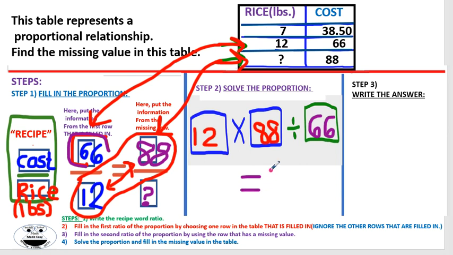And what that means is now I have to go back to the question, and I see it says find the missing value in this table. So I'm just going to write the answer. So this is equal to 66. And if I had to write a sentence, it would mean that 16 pounds of rice cost $88. Now, since it's a proportional relationship, I can check to make sure they will have the same unit rate, and that is going to be for a different video.